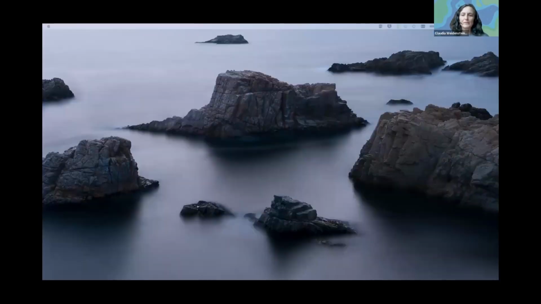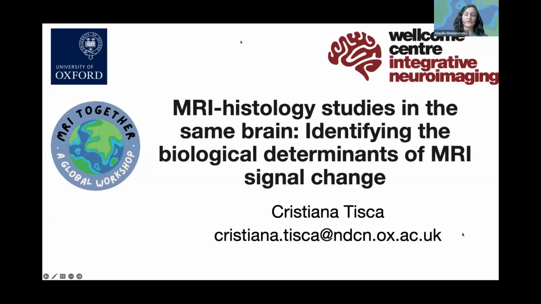We will now switch the field a little bit to MRI histology. Our last speaker is Christiana Tisca from the Wellcome Center at the University of Oxford. She does neuroimaging in mouse models and combines MRI with histology. She shares all the tools and protocols in her studies openly. And in her talk, she will introduce us to the current techniques employed in MRI histology preclinical studies. So we are looking forward to your talk, Christiana.